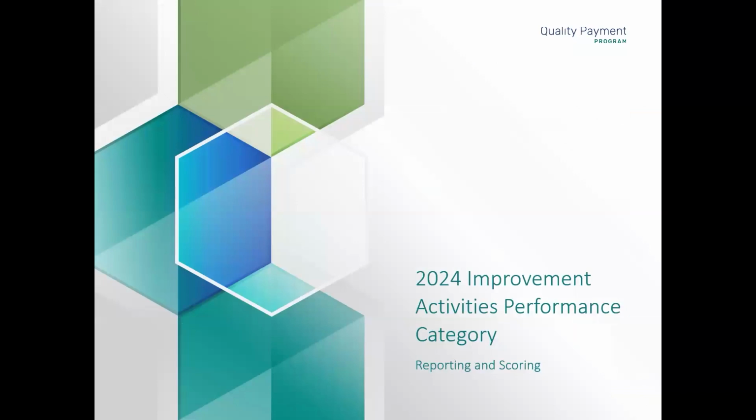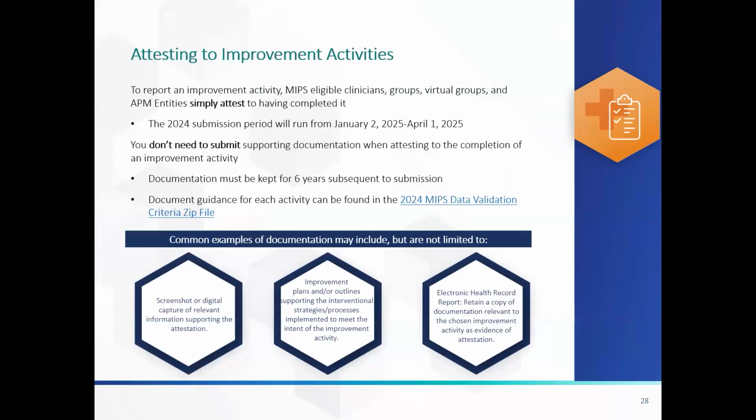Next slide, please. Next, we're going to talk about reporting and scoring for improvement activities. Next slide, please. To report an improvement activity, MIPS eligible clinicians, groups, virtual groups, and APM entities simply attest to having completed the activity. During the 2024 submission period, that will run from January 2nd, 2025 through April 1st, 2025. You don't need to submit supporting documentation when attesting to the completion of an improvement activity, but you do need to maintain documentation for 6 years subsequent to the submission.